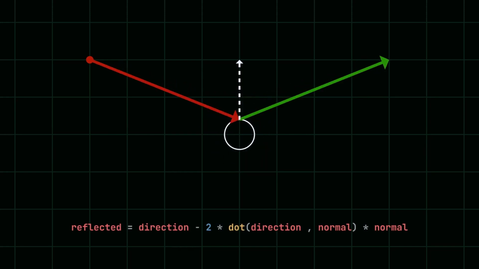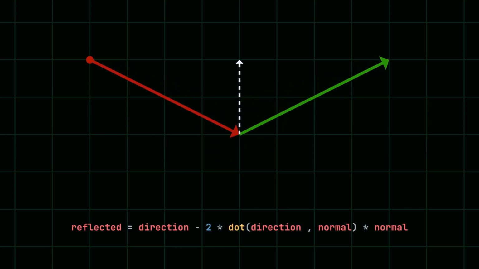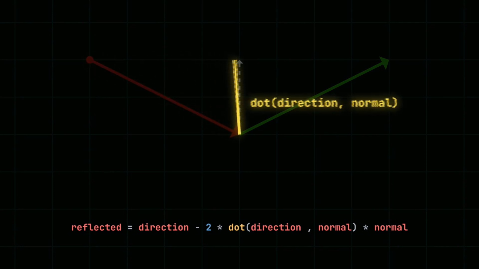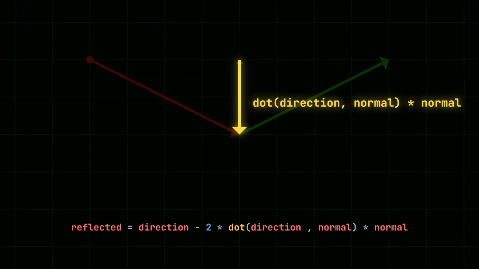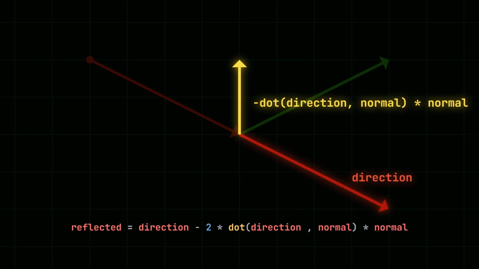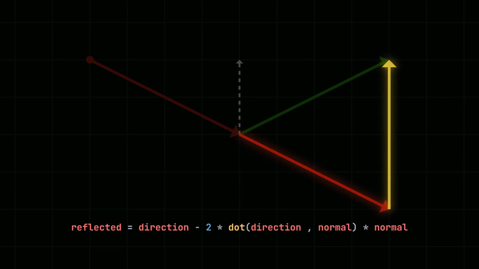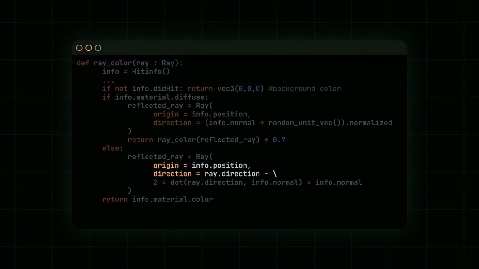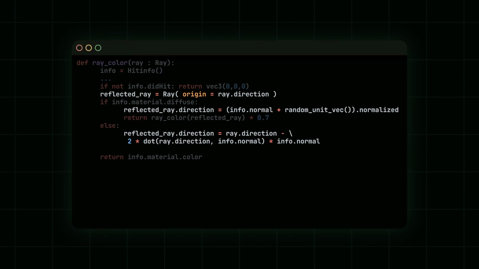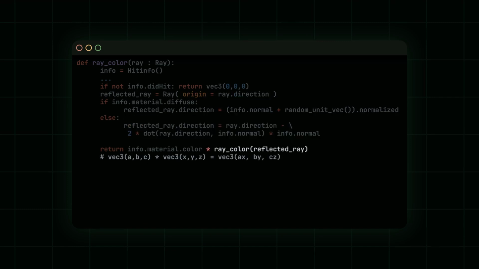Consider this formula, which takes the incoming light direction and the surface normal, and returns the reflected light direction as an output. This formula works by projecting the initial ray onto the normal. Let's use it inside the code. Note that we need to change the way we're handling color, since now we manage reflections differently. So let's return the reflected ray's color multiplied by the hit info material's color.